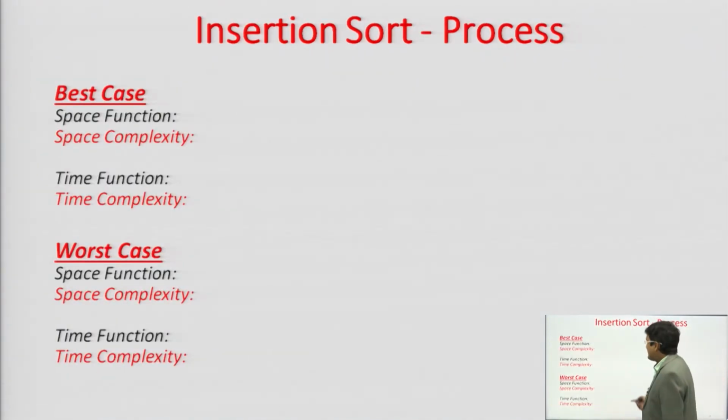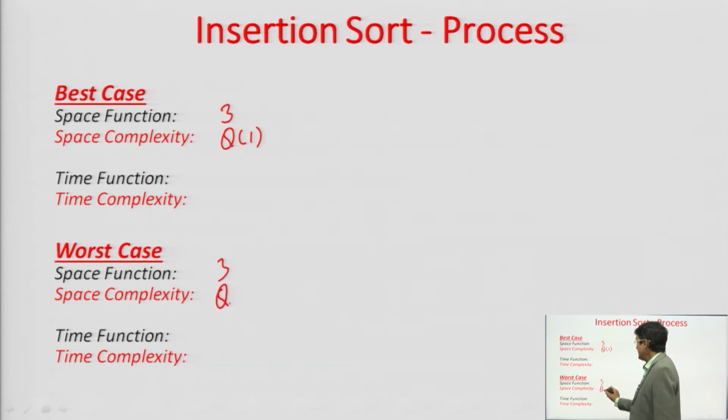So the best case says that yes, there will be 3 spaces required, so the space complexity will be theta 1. Similarly in the worst case also, you require only 3 spaces. So there is only one case for the space, but there may be more than one case possible for the time.